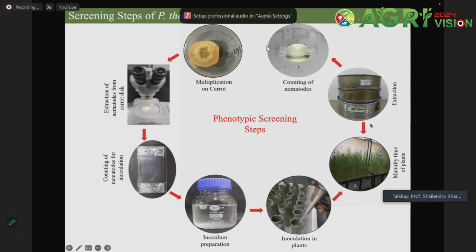And again the process is the same, that we collect the nematodes, and in controlled conditions we provide the nematodes to the wheat root plants, and then finally we collect the nematodes. In the previous case we collected the cysts, but in this case we directly collect the nematodes, and then we count the nematodes, and then we try to associate with the already available genetic markers. In our case it's SNP, single nucleotide polymorphism, genotyping data.